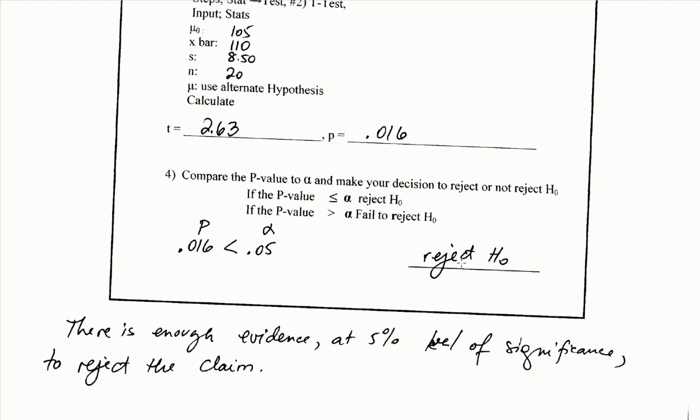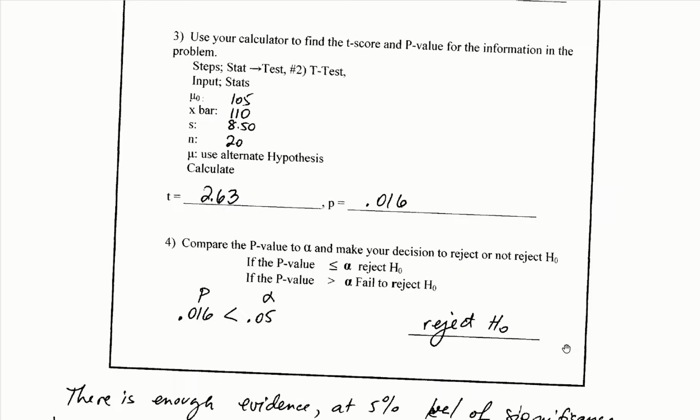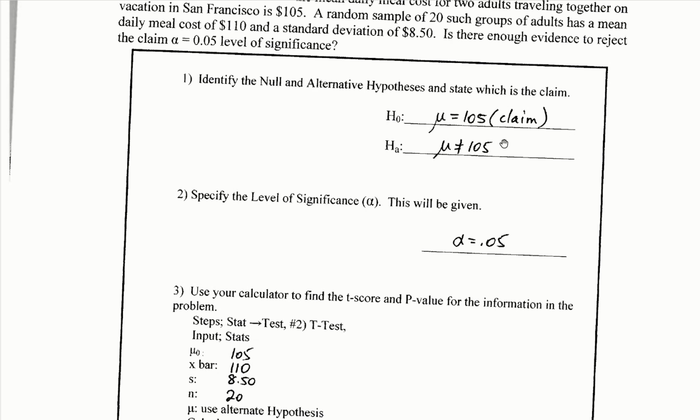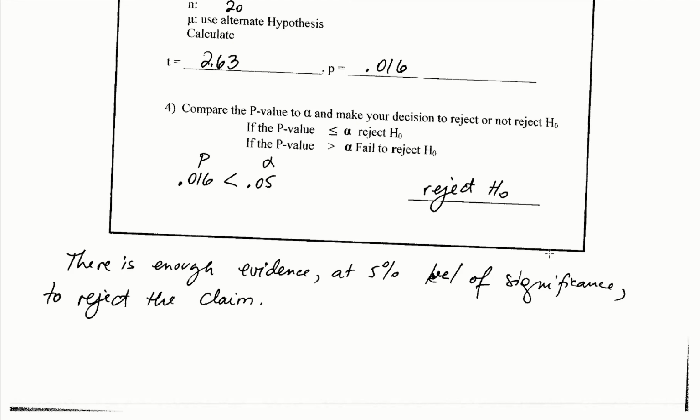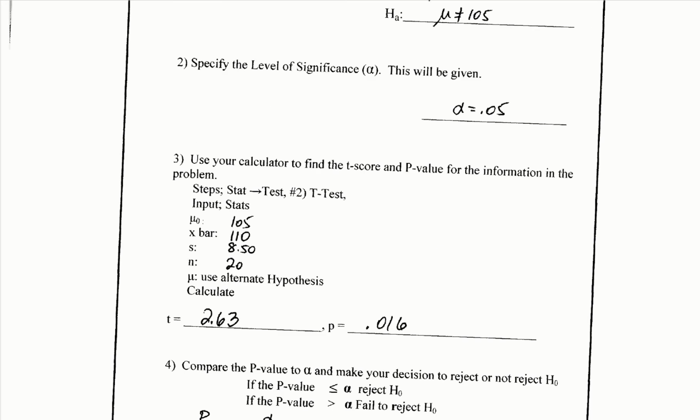Because we reject the null, our sentence begins with, there is sufficient evidence at the 5% level of significance. And then, because the claim is the null, it'll always be of the form to reject the claim. So there is enough evidence at the 5% level of significance to reject the claim that the average meal cost was $105 for a couple in San Francisco.